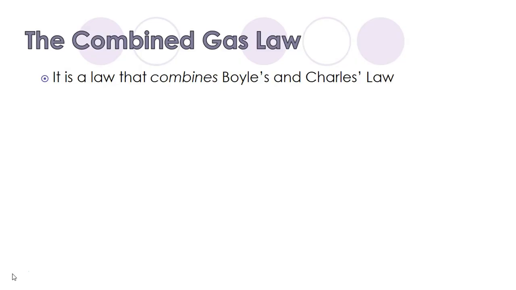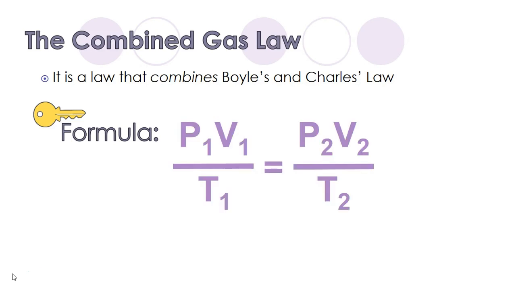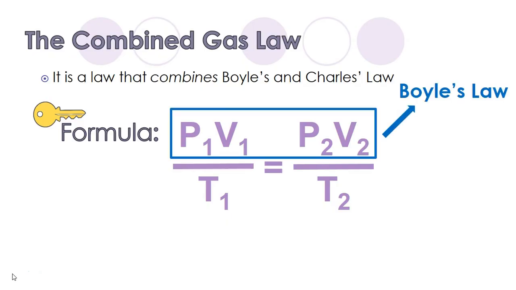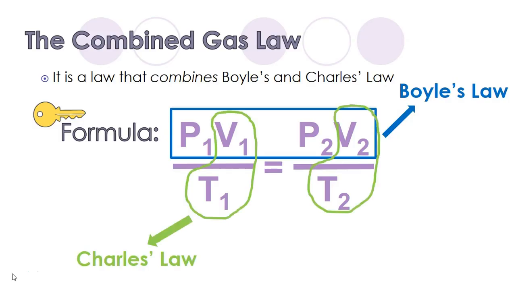The combined gas law takes into consideration Boyle's and Charles's law and basically combines them together. The formula for the combined gas law is P1 multiplied by V1 over T1 equals P2 multiplied by V2 divided by T2. And you can see inside the combined gas law, the top part where we're relating pressure and volume is talking about Boyle's law. And then when we're relating volume and temperature, that correlates with Charles's law.